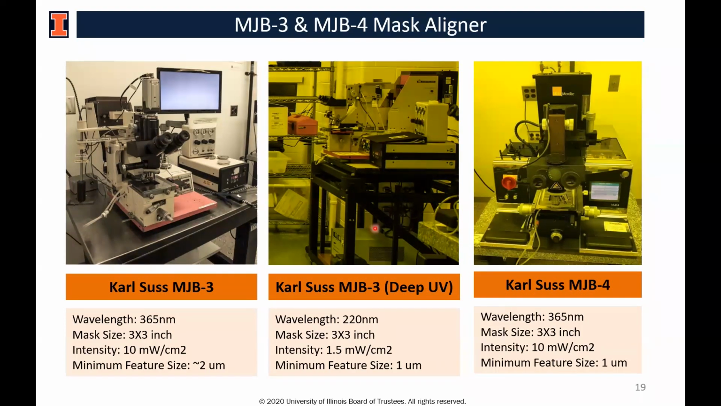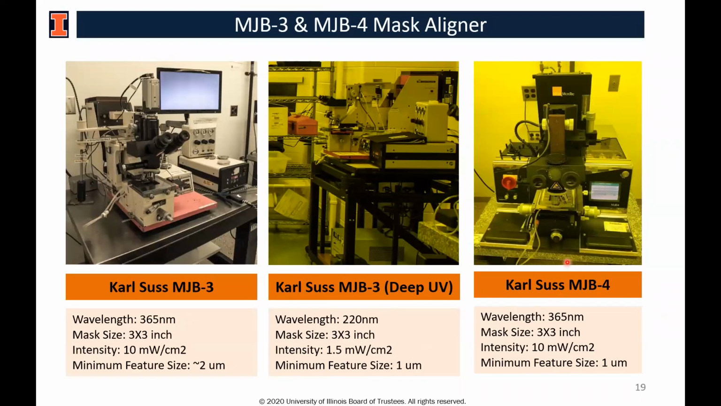Here we have the Carl Zeiss MJB3 deep UV aligner. This differs from the typical MJB3 because it's been converted to deep UV. The wavelength is 220 nanometers. The mask size, again, will accommodate a 3 by 3". The intensity is 1.5 to maybe 2 milliwatts per centimeter squared. And the minimum feature size is approximately 1 micron. And we recommend the use of PMMA photoresist for the deep UV.